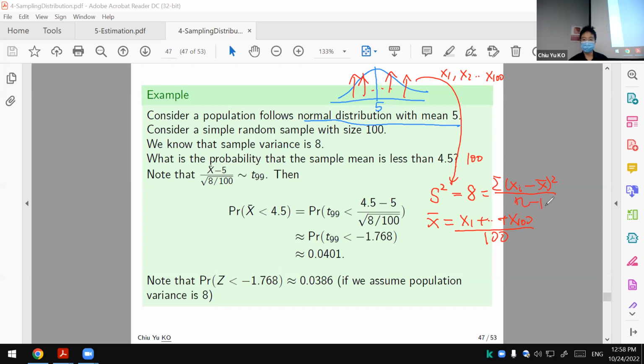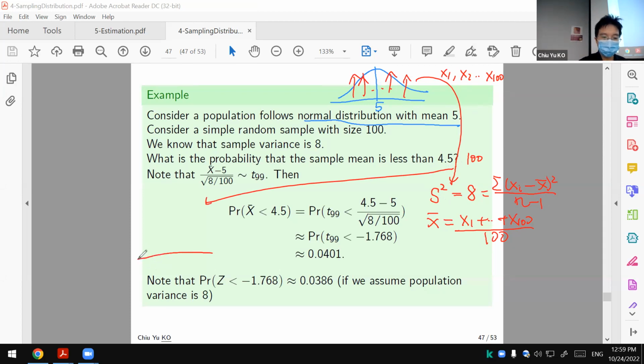So remember we have n-1 in the denominator, which we will explain after the break. We'll give the idea why you have n-1 instead of n. It will become clear that n-1 is the appropriate concept to be used. But this is the sample mean, and this is the sample variance.